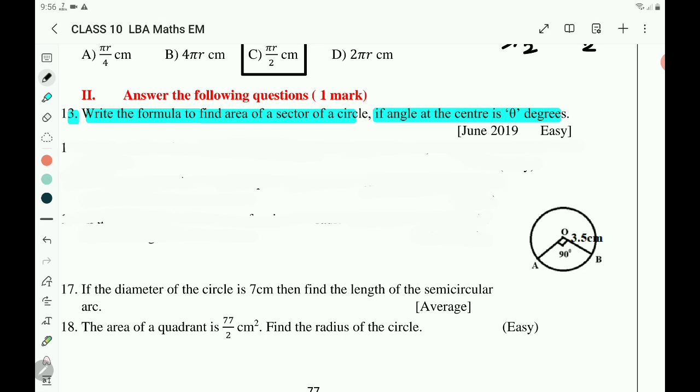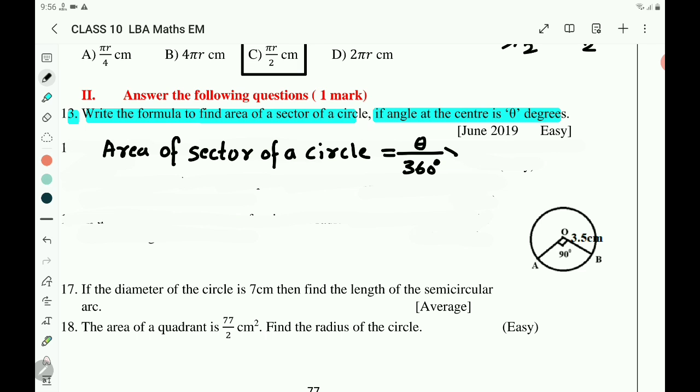Area of a sector of a circle is equal to what? Theta by 360 degree into pi r square. It is a direct question. So you must write the formula to find the area of the sector of a circle with radius r and sector angle theta. So theta by 360 into pi r square.